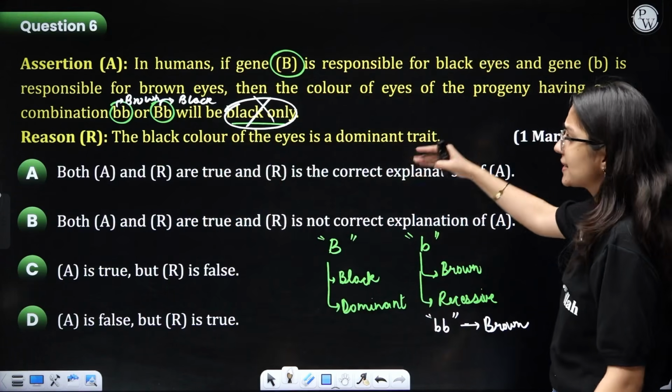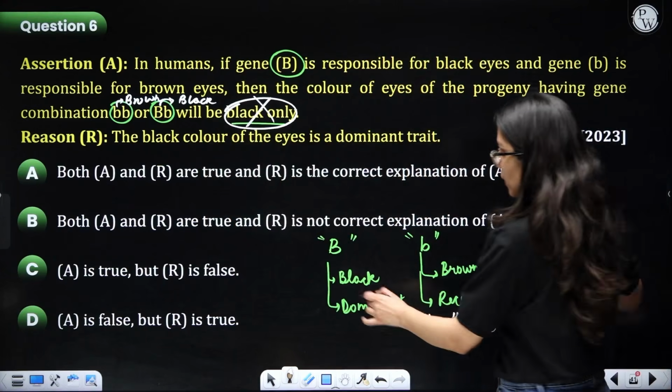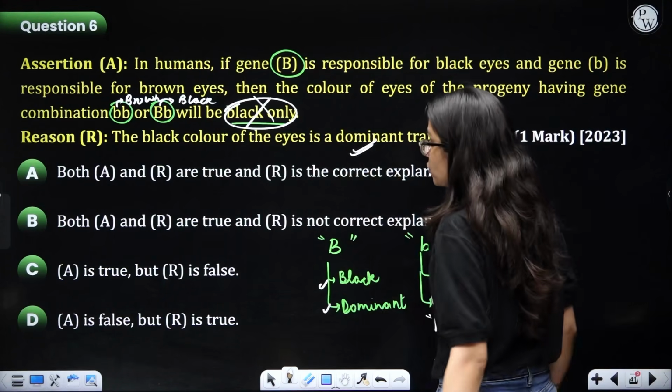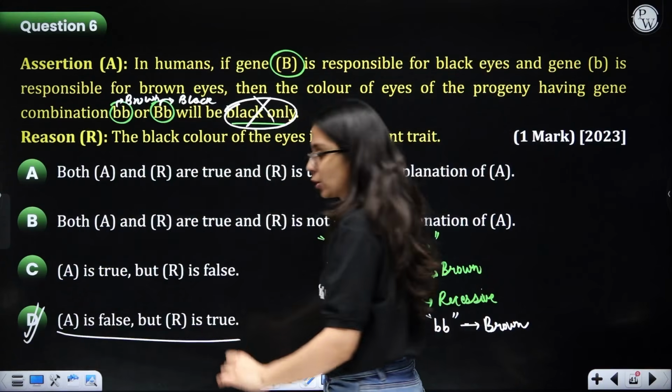The black color of the eye is dominant, absolutely correct. Here the question has given that black is dominant. So over here black is dominant, which is correct. So assertion is wrong, but reason is correct. So we have to choose option D. Assertion is false, but reason is correct over here.